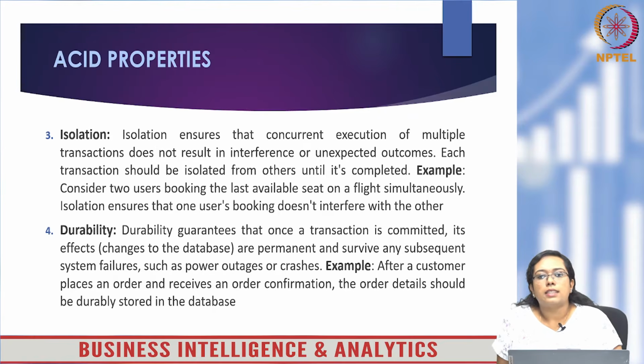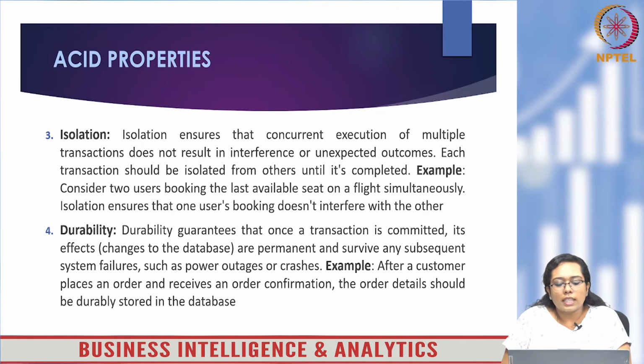What is the third property? It is isolation. Isolation ensures that the concurrent execution of multiple transactions does not result in interference or unexpected outcomes. Each transaction should be isolated from others until it is completed. For example, you are booking a flight, there is only one last available seat, and two users are concurrently booking it. If the transactions are isolated, it should ensure that only one person is able to get that seat. That is what isolation means: two users booking doesn't interfere with each other.